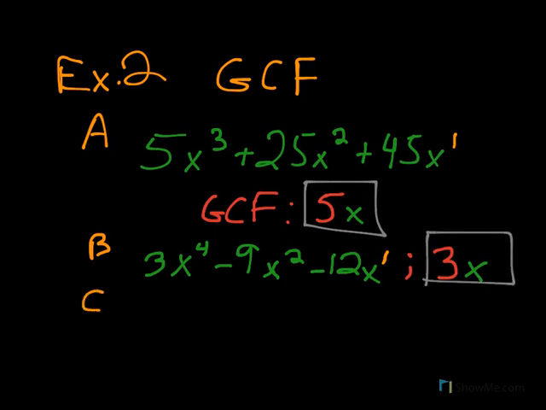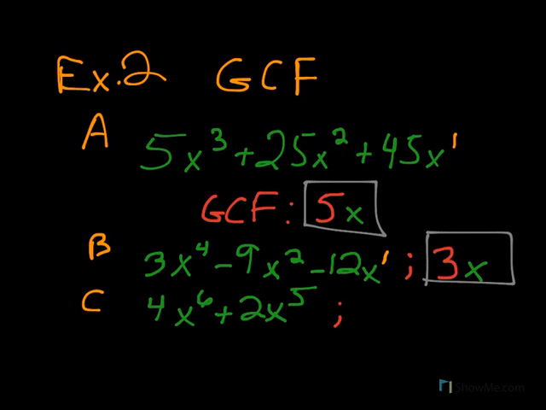Okay, let's do one more example. We have 4x to the 6th power plus 2x to the 5th power. That's it. Not too complicated. Let's keep it simple, keep it positive. What is this greatest common factor? We'll look at the smallest coefficient. The smallest coefficient is 2.